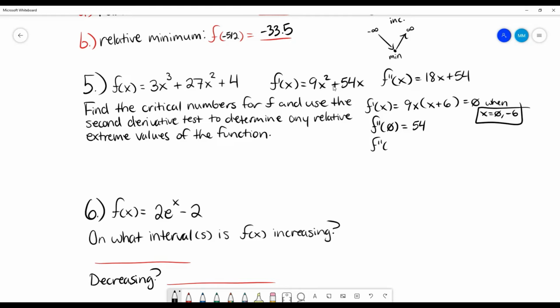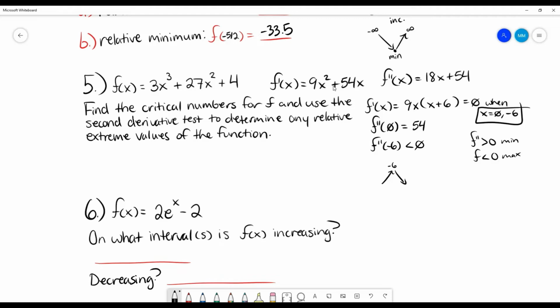When I plug in negative 6, I can tell that that's going to be less than 0 because I can tell it's going to be negative because 6 times 18 is going to be way bigger than 54. Remember that when it's greater than 0, it's a minimum. When it's less than 0, it's a maximum. So at x equals negative 6, I have a maximum. So I have a maximum here.